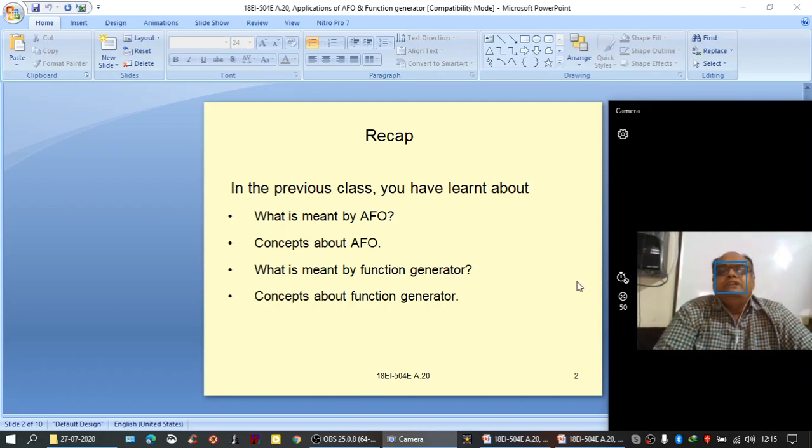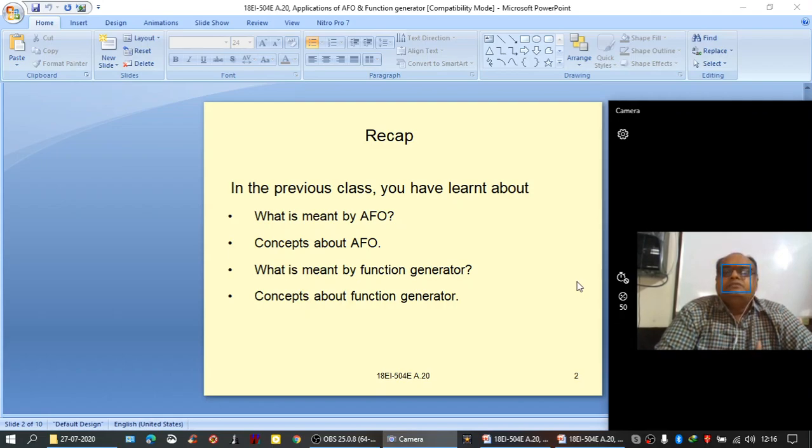What is meant by an AFO? Let us try to recollect what all we have seen. What is meant by an AFO? AFO is the audio frequency oscillator. Audio frequency oscillator is the source of AC signal used to generate audio frequency signals within the range of 20 Hz to 20 kilohertz.